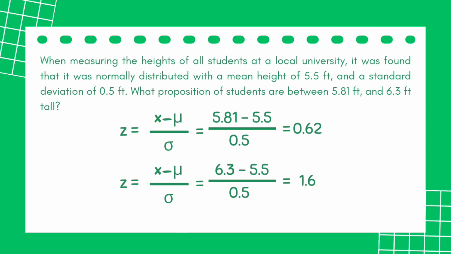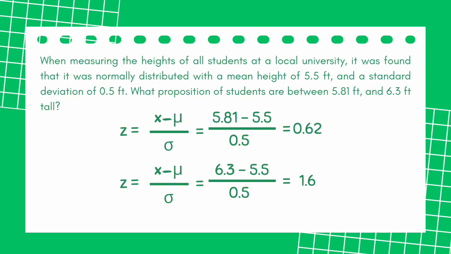To determine this area, we need to use the standardization formula, which is z equals x minus mean over the standard deviation. Let's put the 5.81 into the formula, and it will give us the z-score of 0.62, and the 6.3 gives us 1.6.